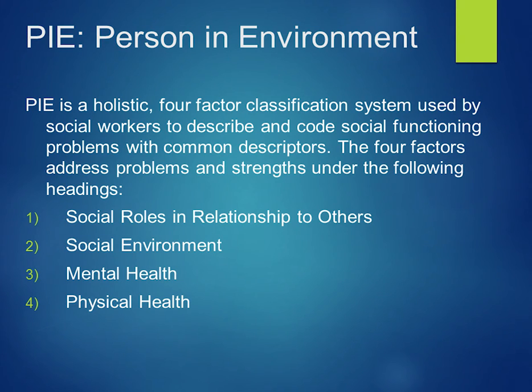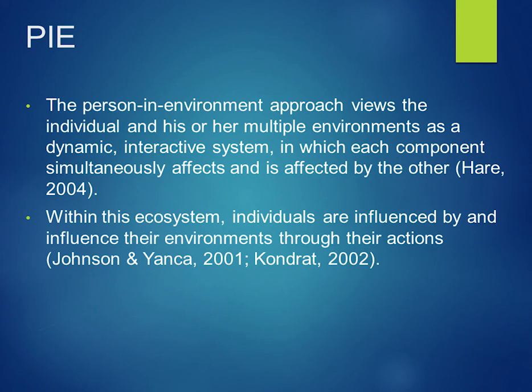PIE is a holistic four-factor classification system used by social workers to describe and code social functioning problems within common descriptors. The four factors address problems and strengths under the following headings. 1. Social roles in relationship to others. 2. Social environment. 3. Mental health. And 4. Physical health.